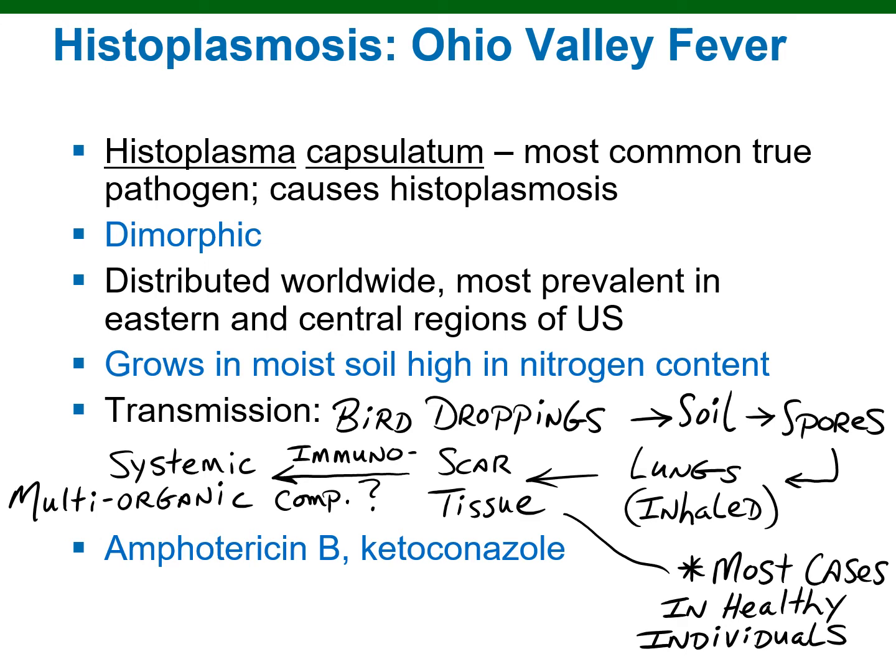Some people do die of disseminated histoplasmosis because it can be really severe, and the medications don't always work when you have a severely immunocompromised patient.